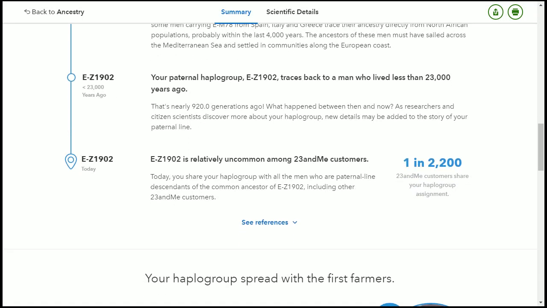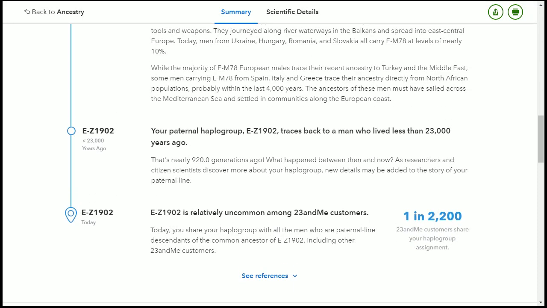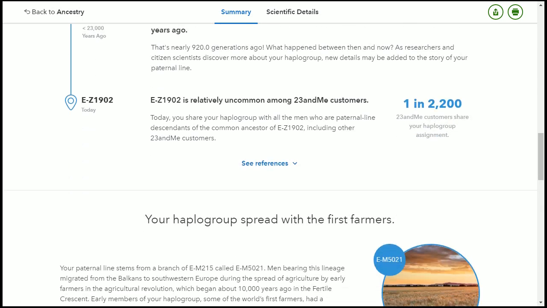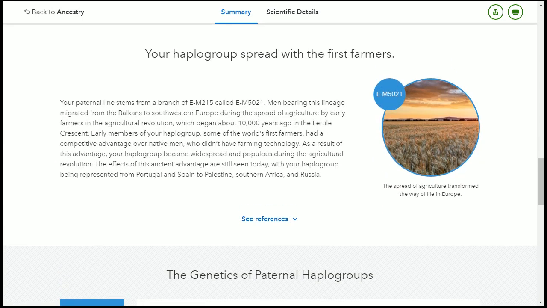Okay. Then it talks here, your haplogroup, EZ92, traces back to a man who lived less than 23,000 years ago. That's nearly 920 generations ago. What happened between then and now? As researchers discover more about your haplogroup, new details are added to your paternal line story. Okay, so that's a 1 in 2,000, 1 in 2,200. I have this right here, but this is good stuff. Your paternal line stems back to EM215. So these are the numbers that I was used to. The number that they gave me there is something new that I wasn't used to.